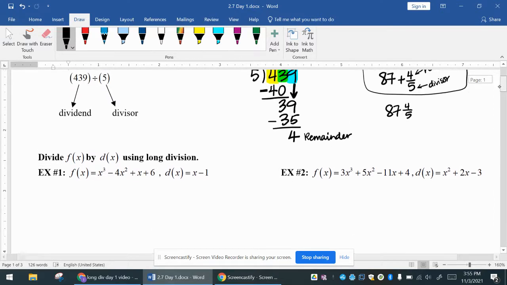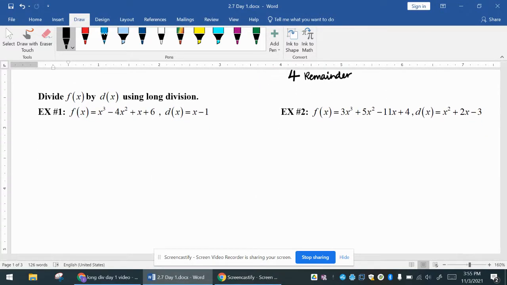Okay, so let's take a look. Remember, you're watching a video, so you can pause, rewind, fast forward, whatever you need to do while you're watching this video to understand the lesson. Okay, so notice that the directions say divide the two functions using long division. So we are dividing f of x by d of x. So that means that the f of x is our dividend, so think back to our first example, and d of x is our divisor.